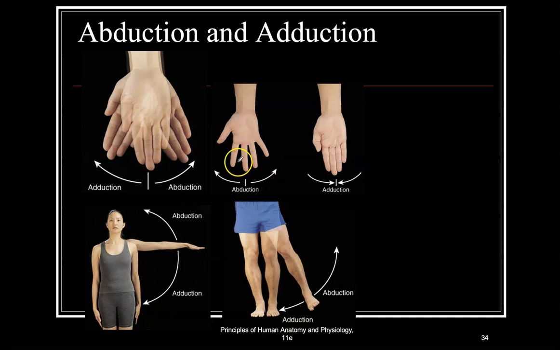And then abduction is going to be spreading your fingers out because you're abducting them away from each other, and adduction is bringing them back in. And then here, again, abduction is pulling your arm away, and then bringing it back to the body is adduction, okay? So again, just a couple of old terms for you.